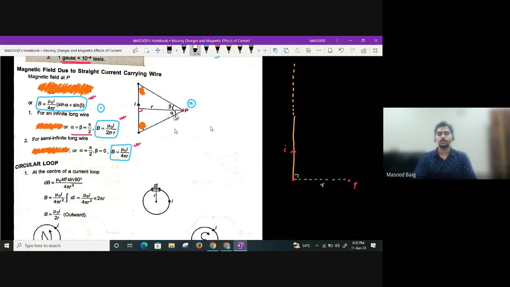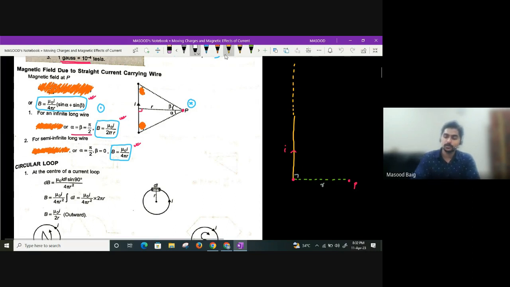Or you can say, if this end is moving to infinity and the point is somewhere over here, then I'll write alpha is pi by 2, beta is 90 degrees. It is not necessary that only alpha should be pi by 2, guys. You can also write alpha can be 0, beta can be pi by 2. These two cases are possible again.